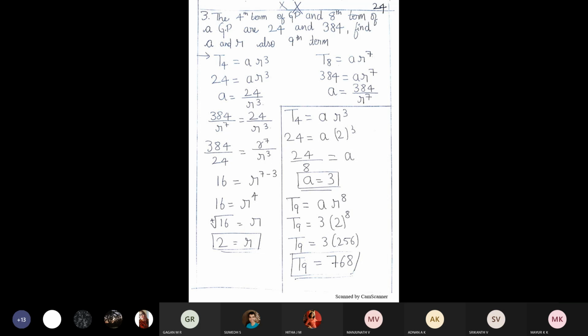Solve it. It's all explained there in the slide itself. Applying the same formula, Tn is equal to A into R to the power of n minus 1. T4 is equal to A into R to the power of 3. And we have T8 as well as T4. You can do a simple adjustment: T8 divided by T4, that you can do. Understood?